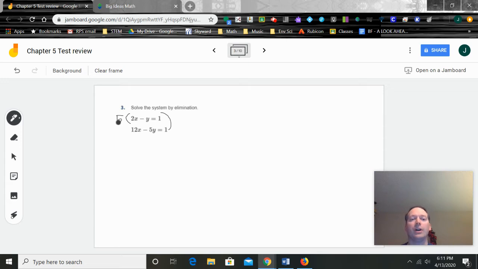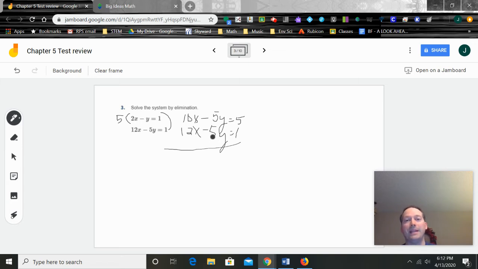Okay, so we multiply everything in this equation up here by 5. So 5 times 2x is 10x, minus 5 times y is 5y, and 5 times 1 is 5. To make life easy, I just rewrite the other equation down underneath it. Okay, so now I have a negative 5y and a negative 5y.